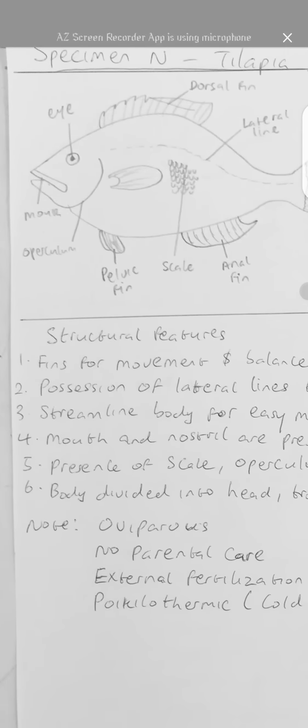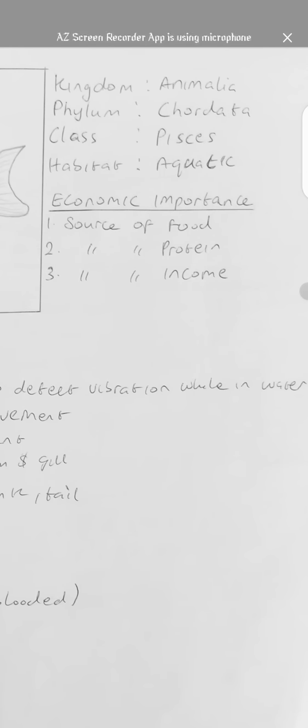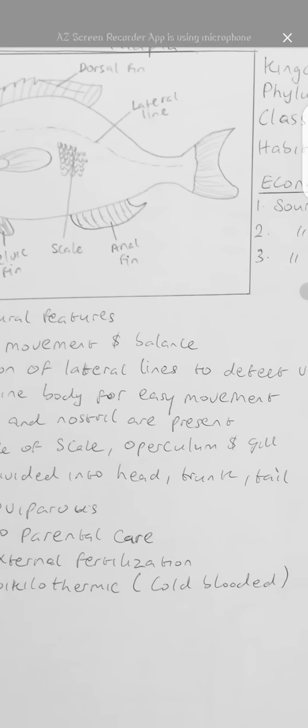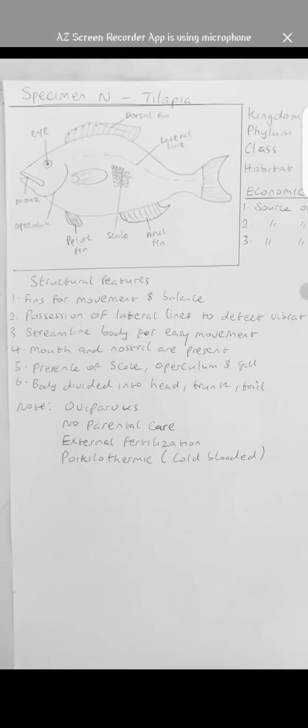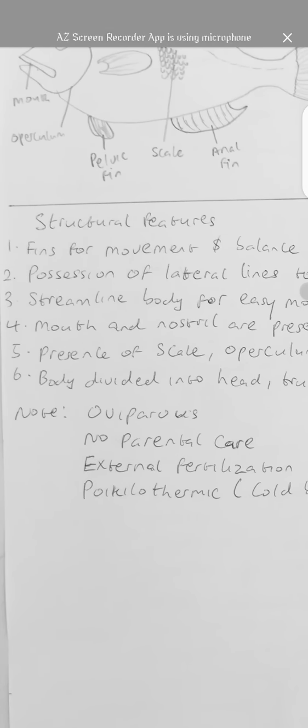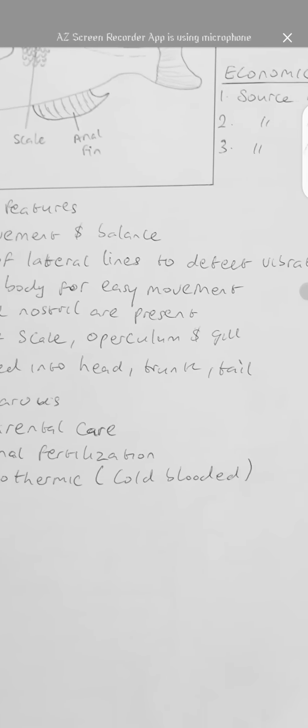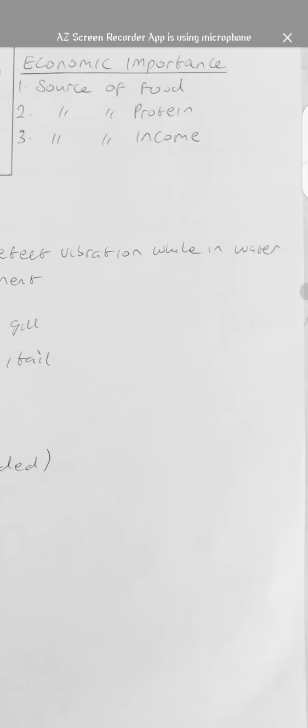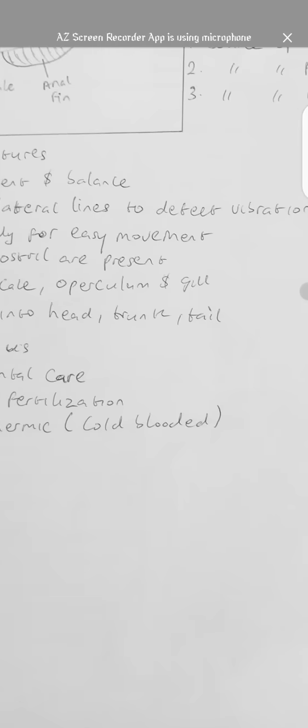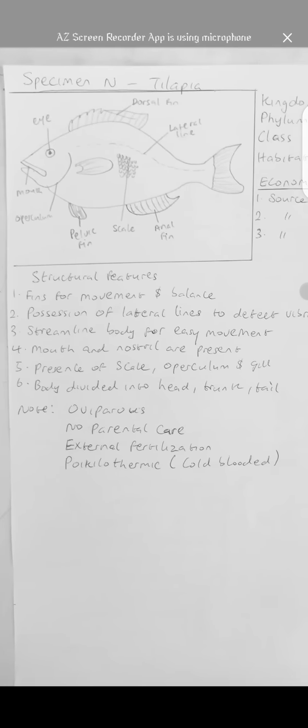Okay. So let's look at the classification. Kingdom Animalia. The phylum Chordata. The class Pisces. Habitat: aquatic. The economic importance: source of food, source of protein, source of income. So the structural features: number 1, fins for movement and balance. Number 2, possession of lateral lines to detect vibration while in water. Number 3, streamlined bodies for easy movement.